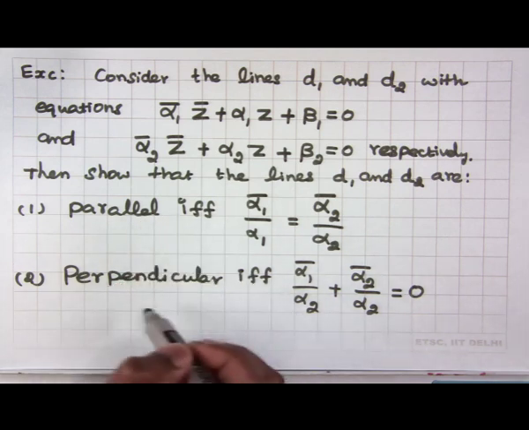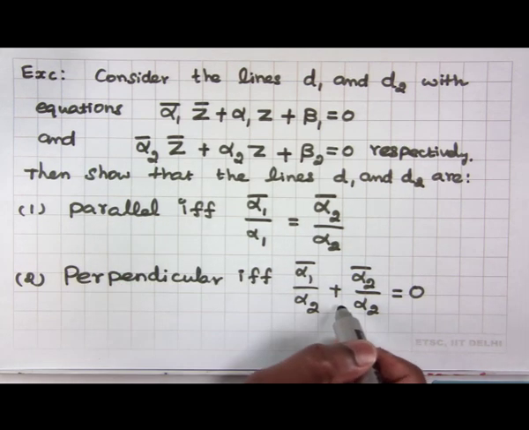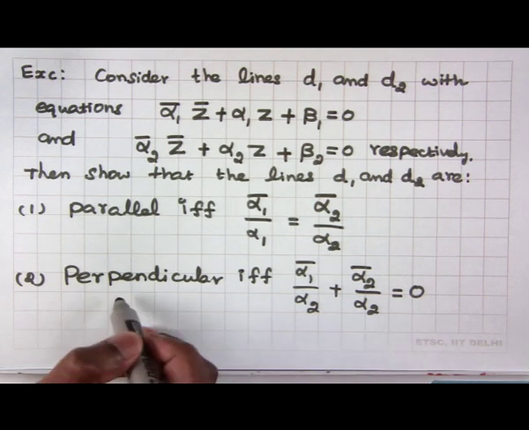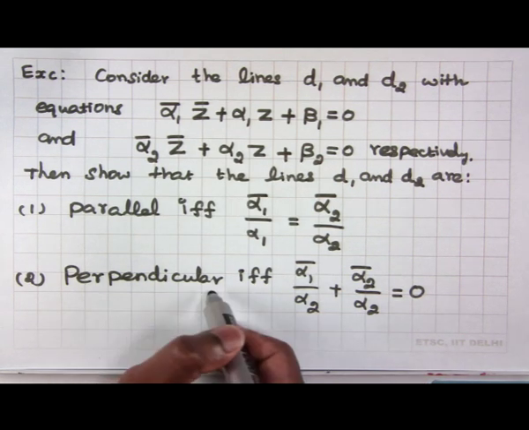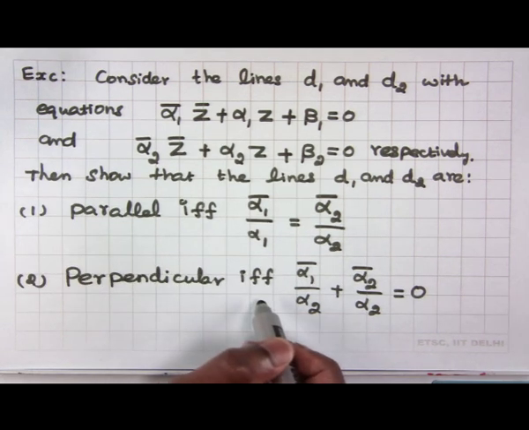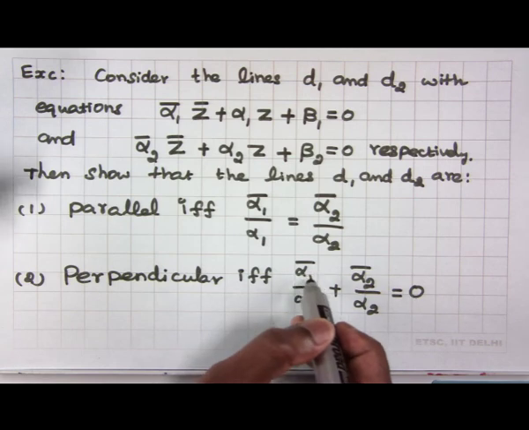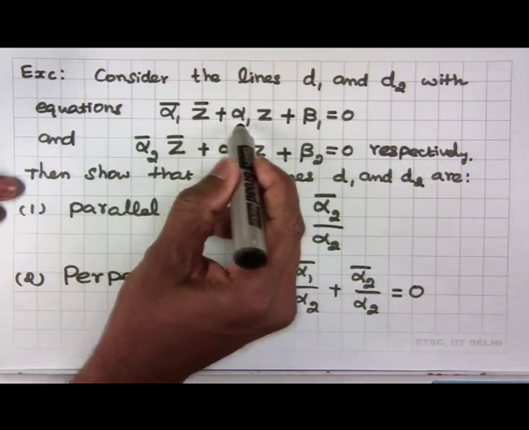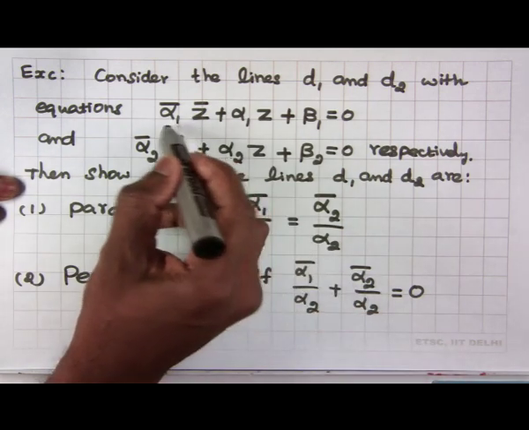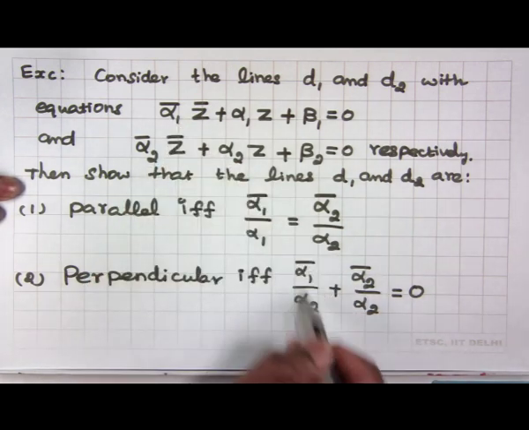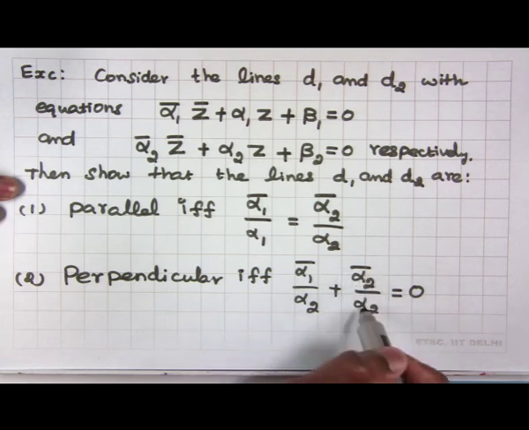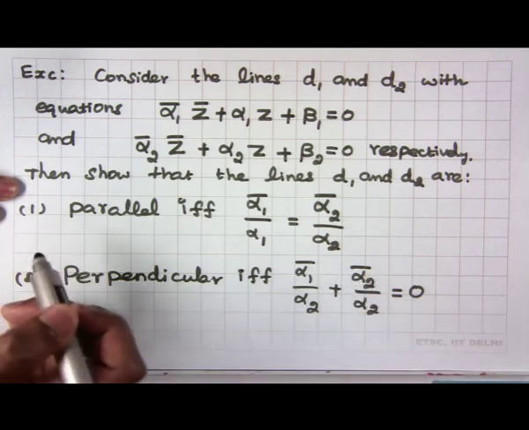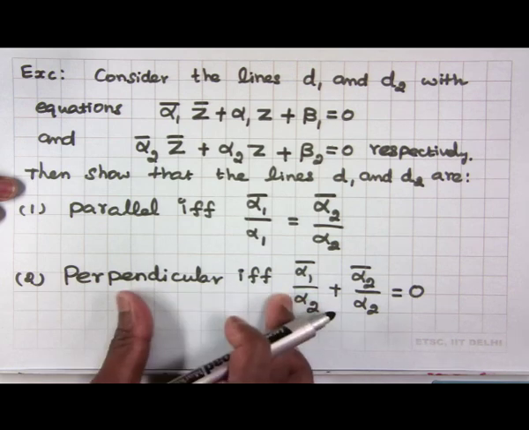And similarly, we have another expression to describe perpendicular lines. We say that two lines are perpendicular if and only if this slope factor, which we denote by alpha 1 bar by alpha 1, plus the other slope factor has a sum equal to 0. Then we say that these two lines are perpendicular.